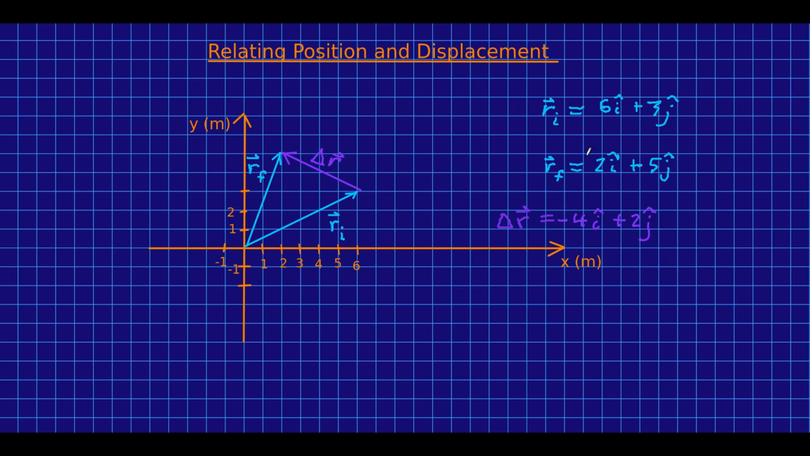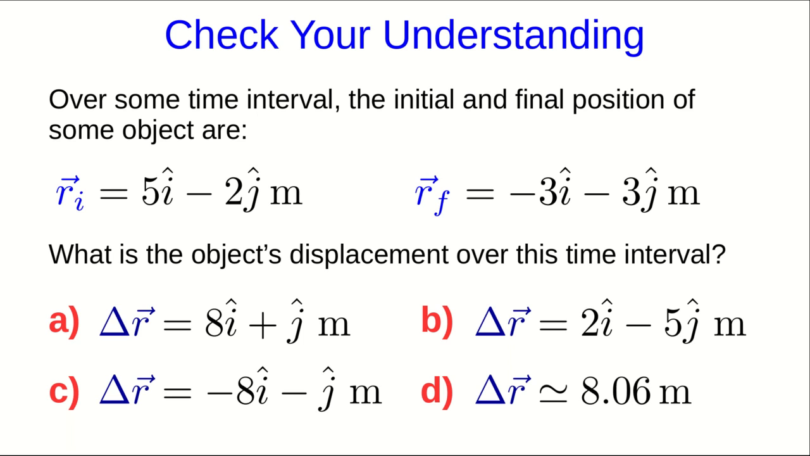Now, notice 2I hat minus 6I hat is minus 4I hat, and 5J hat minus 3J hat is 2J hat. And so we can see that we can just do subtraction algebraically the way we know we should, and we get the correct displacement. You're going to be calculating displacements over and over again throughout this course, so you'd better practice. So here is an object and its initial and final position, and find its displacement.